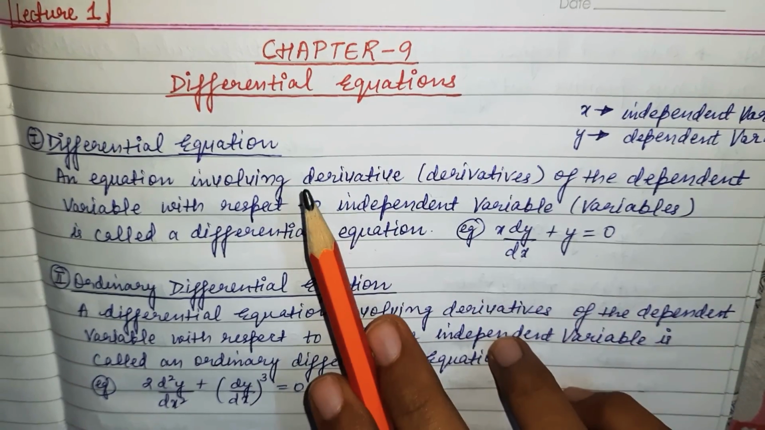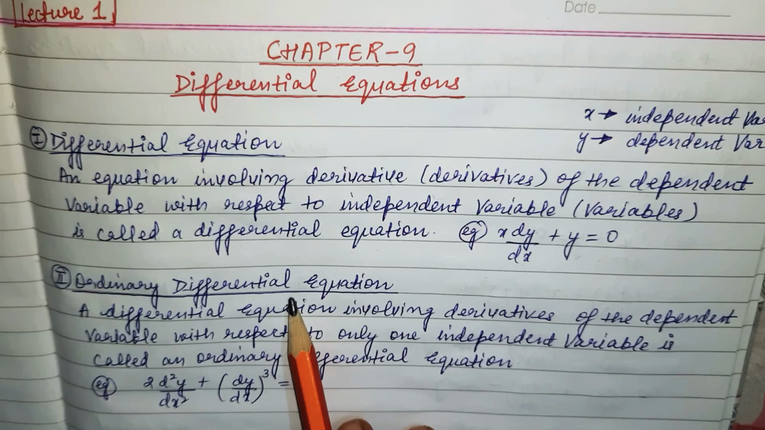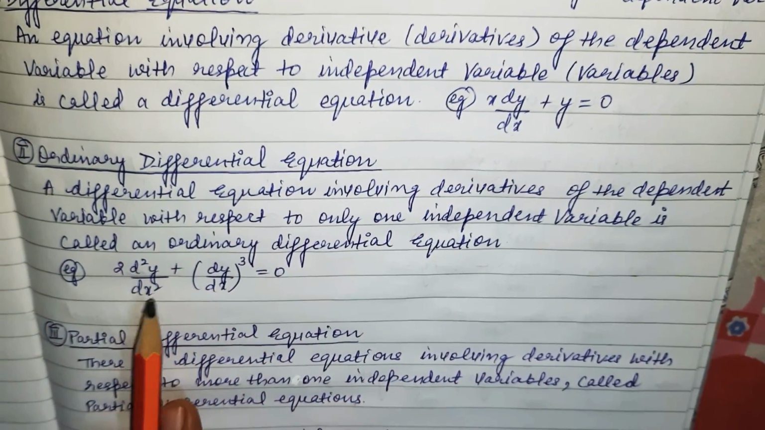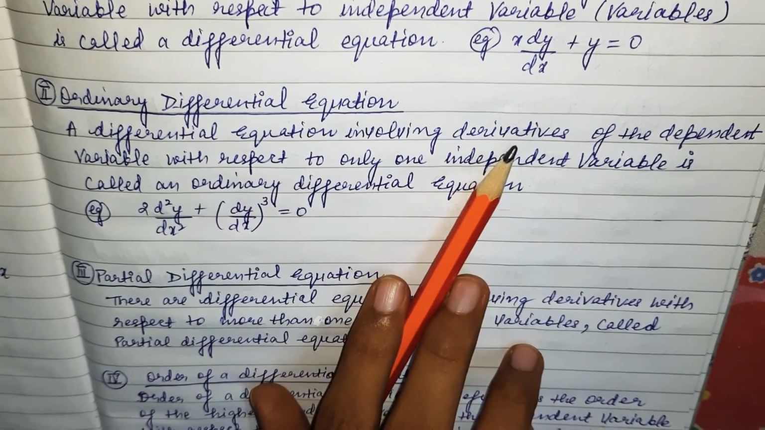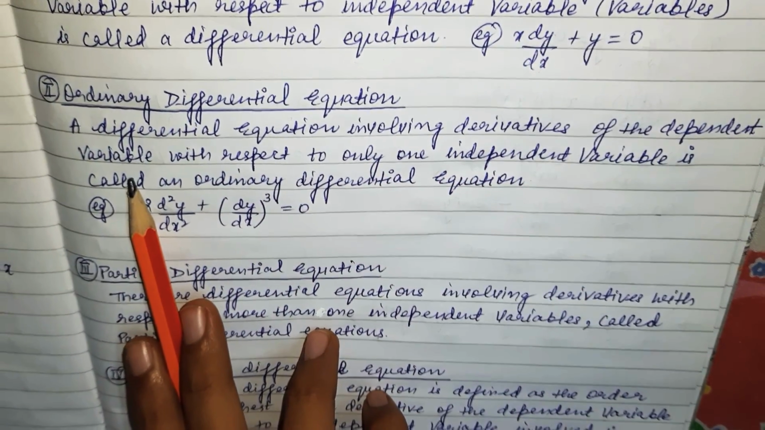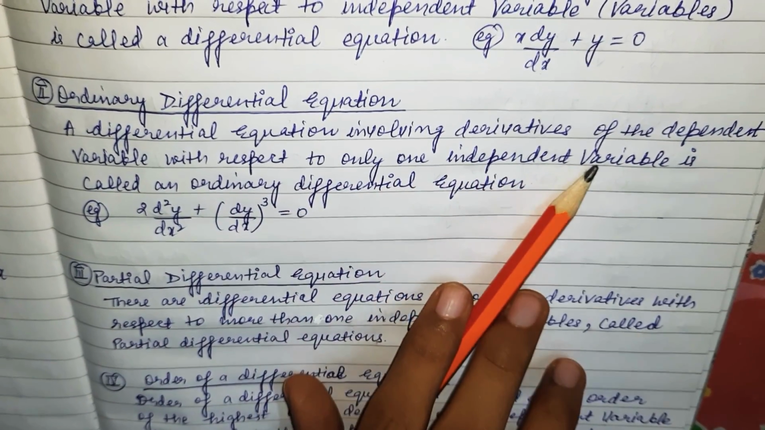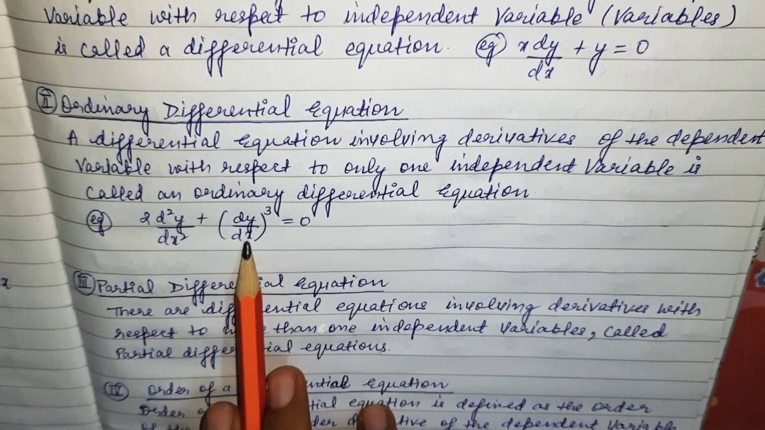Now, there are two types of differential equation. One is ordinary differential equation. Next one is partial differential equation. So what do you mean by ordinary differential equation? A differential equation involving derivatives of the dependent variable, y, with respect to only one independent variable. That means you will be getting x only both times.